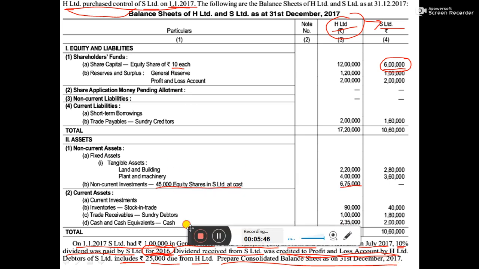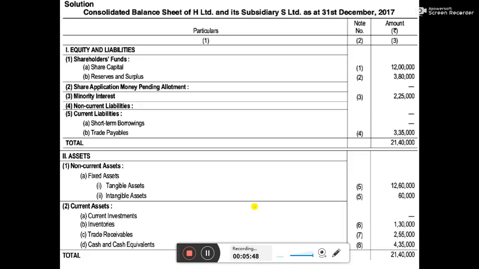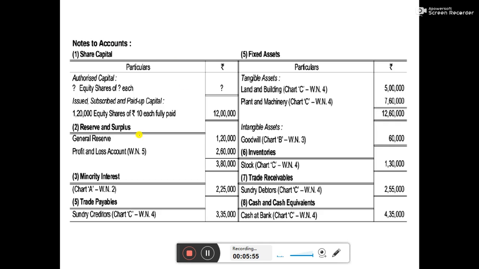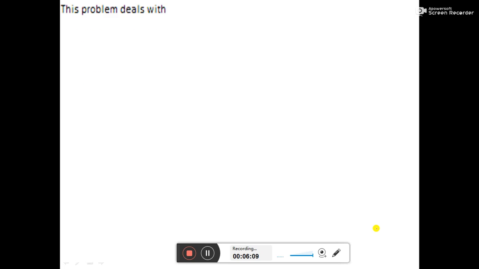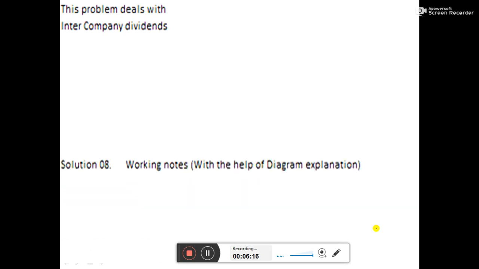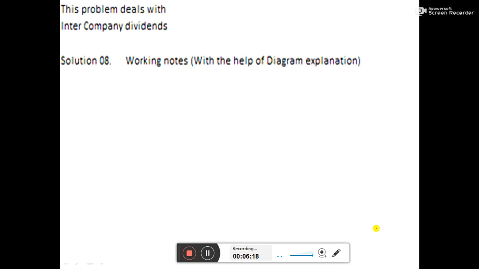So we will start with the preparation of the consolidated balance sheet. Here I have given you the consolidated balance sheet, plus notes to accounts. I will explain how to prepare these working notes. Please ignore the charts. How are we getting 2,25,000? How are we getting this figure? I am explaining it with the help of a diagram in this video lecture. This problem deals with intercompany dividend and intercompany transaction also. Solution: I will explain the working notes with the help of a diagram.